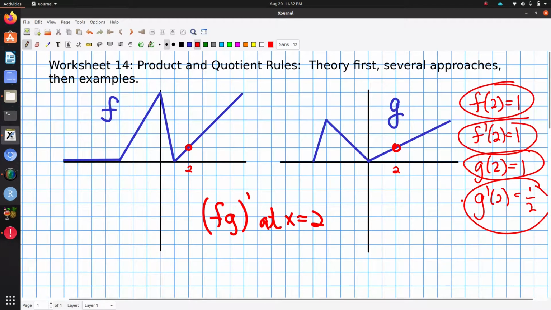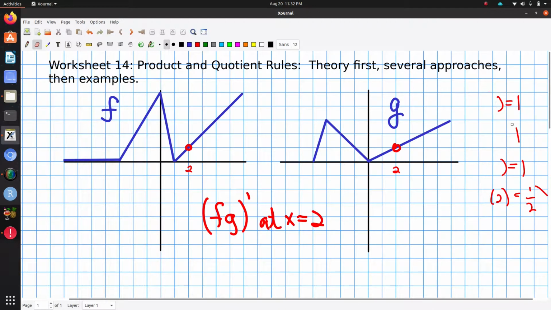Okay? But let me pick another one out of this same chart, the same graphic. Instead of x equals 2, let's make it x equals -3.